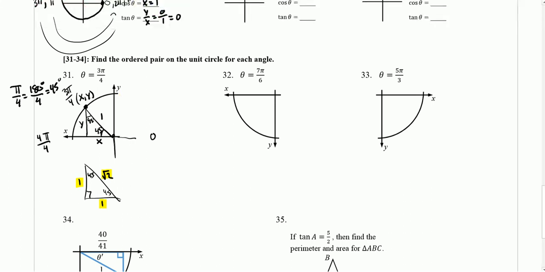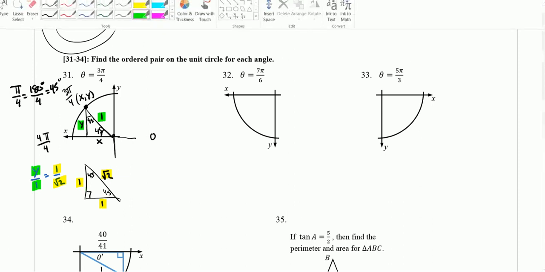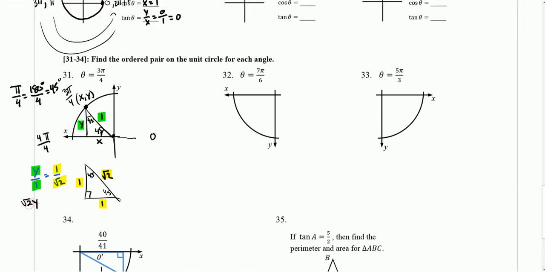Set up a proportion. So if I want my y value, I'm going to say y over 1 is equal to 1 over root 2. And here's where this is coming from. So if we take the 1 and the root 2 from the second triangle and the y and the 1 from the first triangle, we're working with the opposite over hypotenuse. The first triangle is equal to the opposite over the hypotenuse of the second triangle. And you could just cross multiply, and you get root 2 times y is equal to 1. And so y is equal to 1 over root 2, or root 2 over 2.